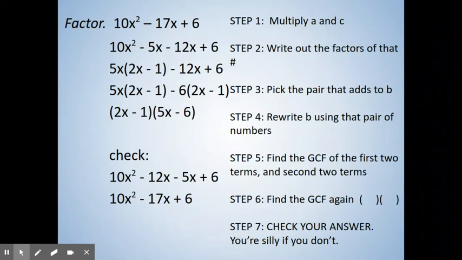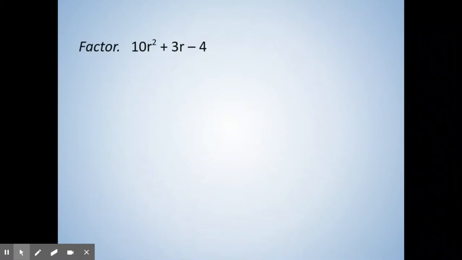I've got ones for you to try now. This first one here looks like this. We've got 10r squared plus 3r minus 4. Go ahead and try factoring that now.